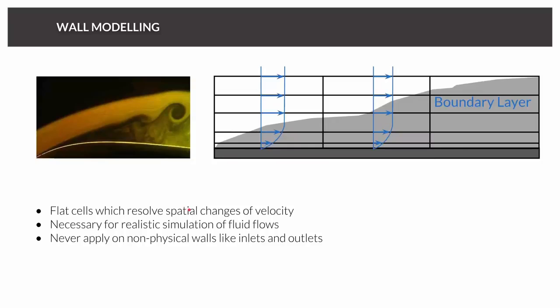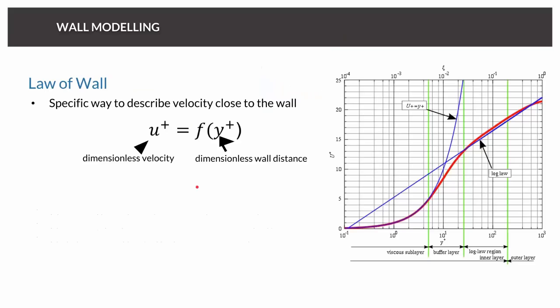And it's important to apply them on all physical walls for turbulent flows. And it's also very important to never apply them, really never, on non-physical walls, like inlets and outlets, because this will create a lot of problems. Because then it's exactly the other way around, and then it will definitely make a simulation crash. And it's even a little bit more complex.